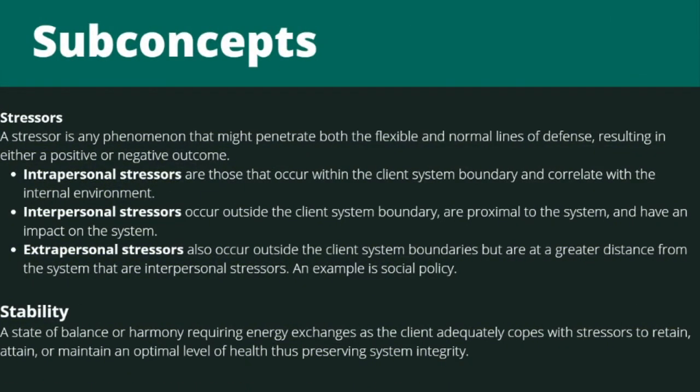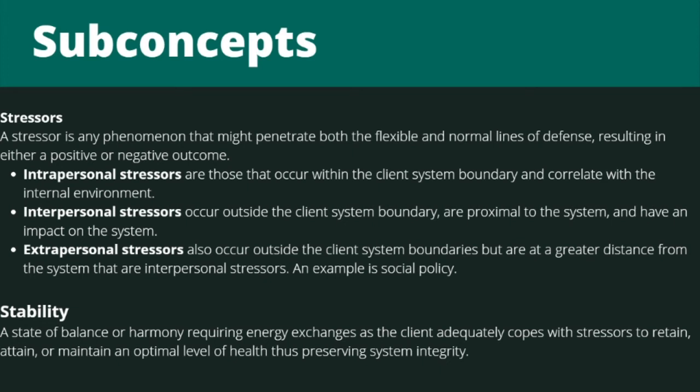So the sub-concepts. First, stressors are any phenomenon that penetrates or might penetrate both the flexible and normal lines of defense, resulting in either a positive or negative outcome. There are three types of stressors: intrapersonal, interpersonal, and extrapersonal. Intrapersonal stressors occur within the client system boundary, and interpersonal stressors occur outside the client system boundary and have an impact on the system. And lastly, extrapersonal stressors are also outside the client system boundaries but are at a greater distance from the system than interpersonal stressors. An example of this is social policy.